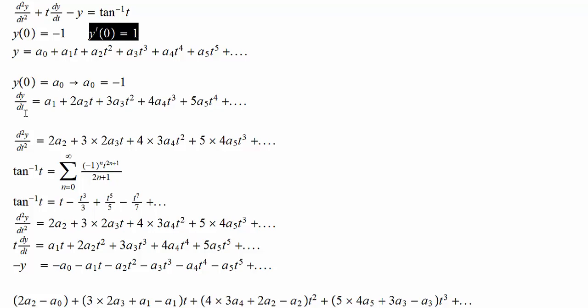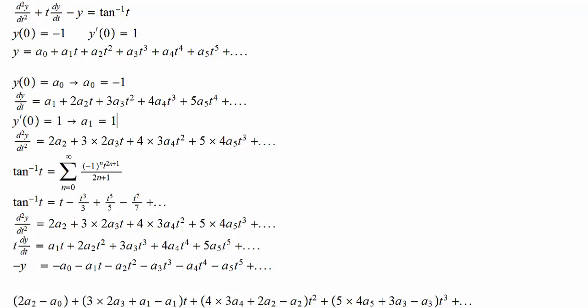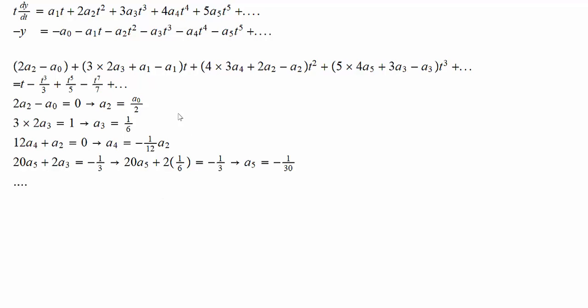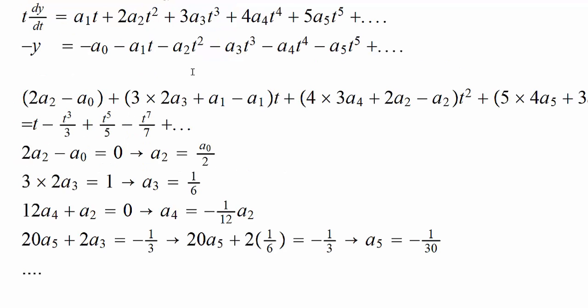So what will that give us? That all these guys will be 0. This is y prime. So we will simply have a1 equals 1. So a0 is -1 and a1 is 1. So if we go to our calculation here, then what we get in here is that a0 is -1. Let me enlarge it, because just a second. Okay, so a0 is -1, so that will give us what?